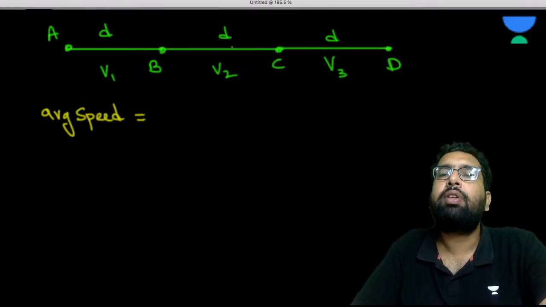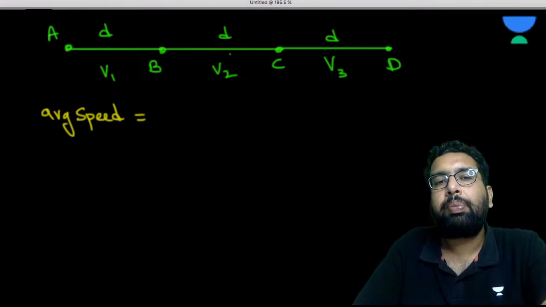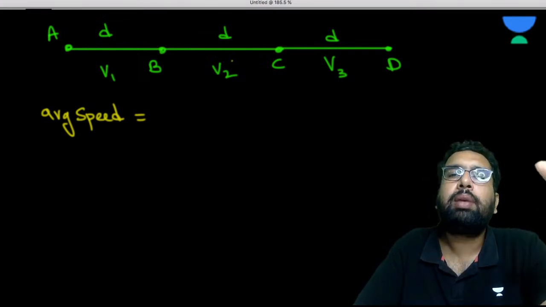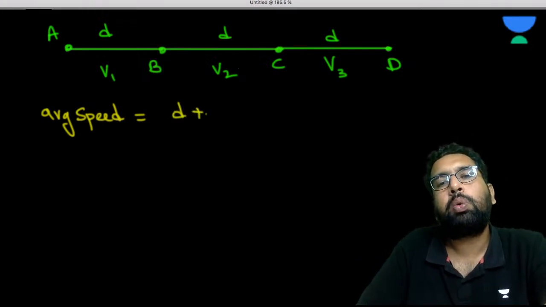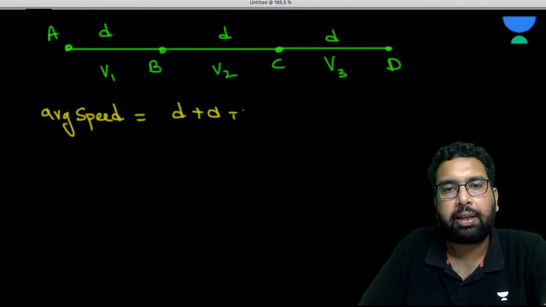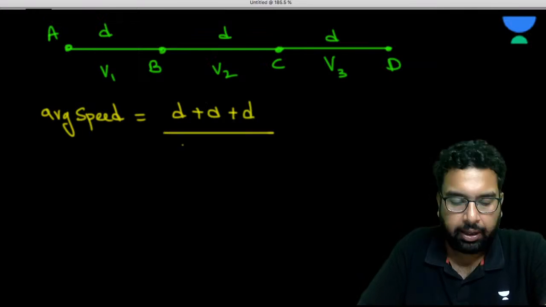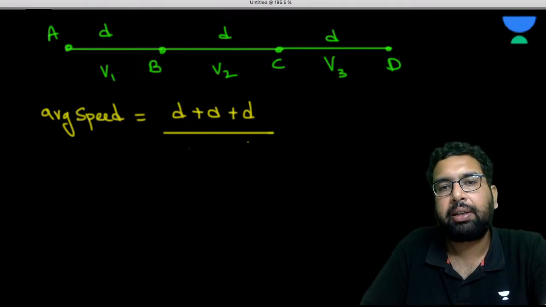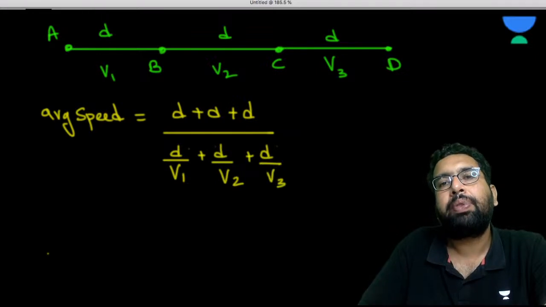In this case, average speed and average velocity are going to be the same only because distance and displacement are the same in this case. So what is average speed, sir? It is the total distance. What is the total distance? The distance traveled in the first case, second case, third case, divided by the time in the first case, second case, third case. What is the time in the first case? D upon V1. What is the time in the second case? D upon V2. What is the time in the third case? D upon V3. Right?